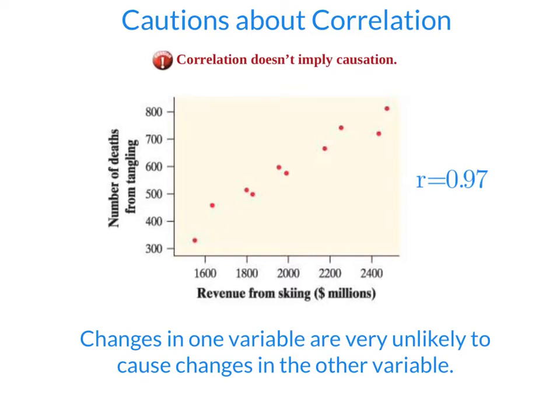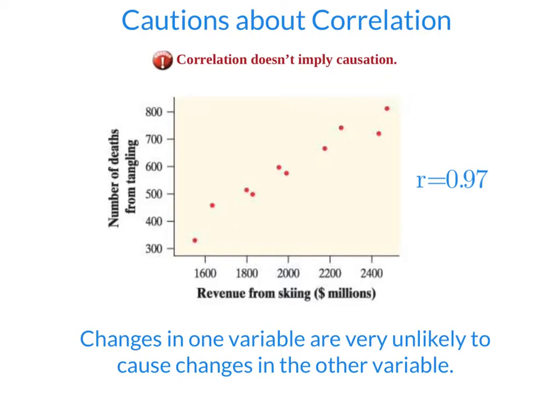First up, correlation does not imply causation. You might have two quantitative variables that are very obviously linked, but that doesn't necessarily mean that changes in one of those variables is likely to cause a change in the other variable.